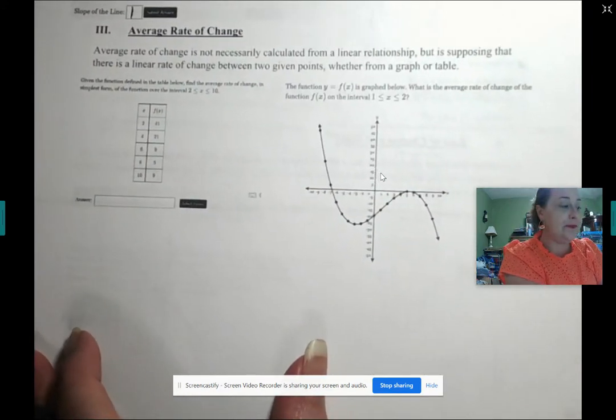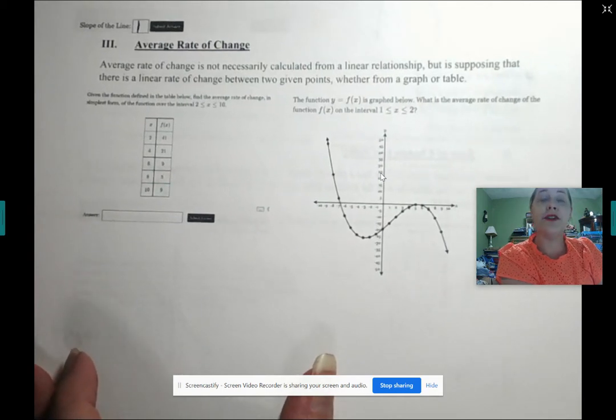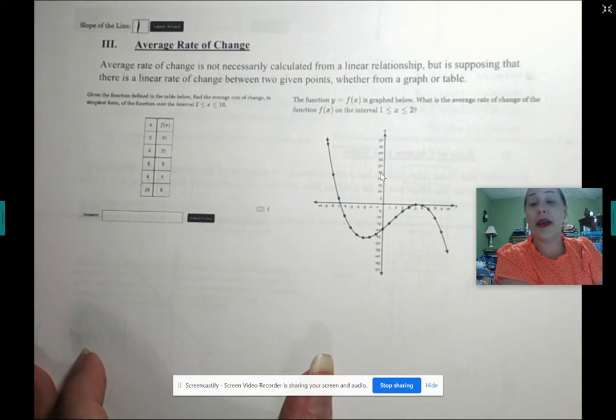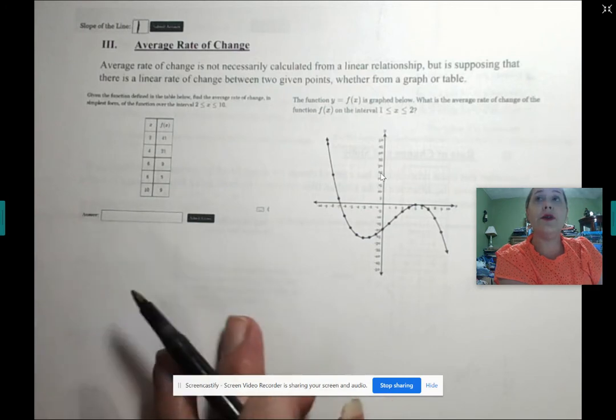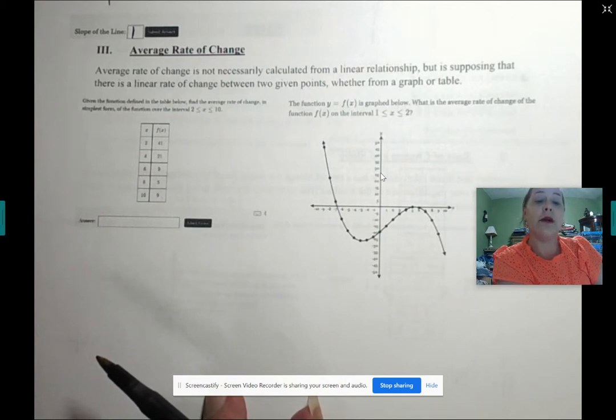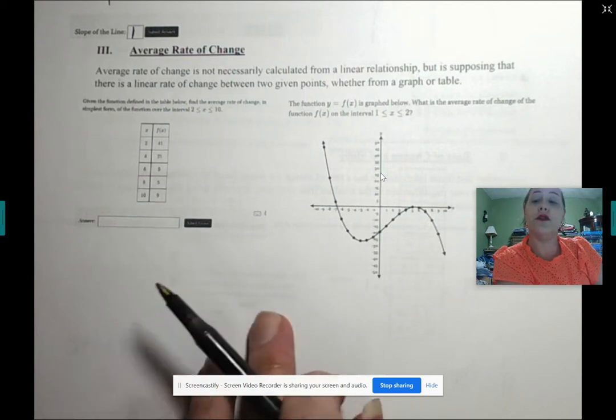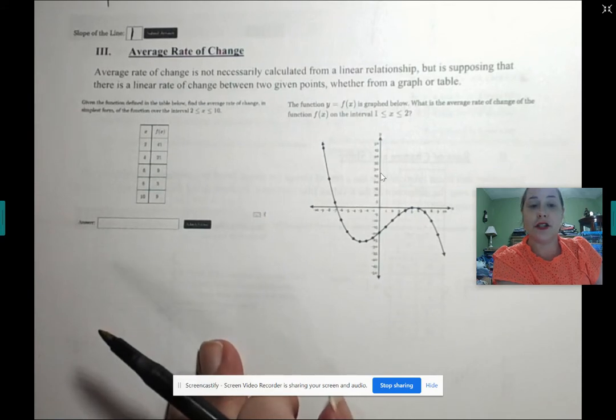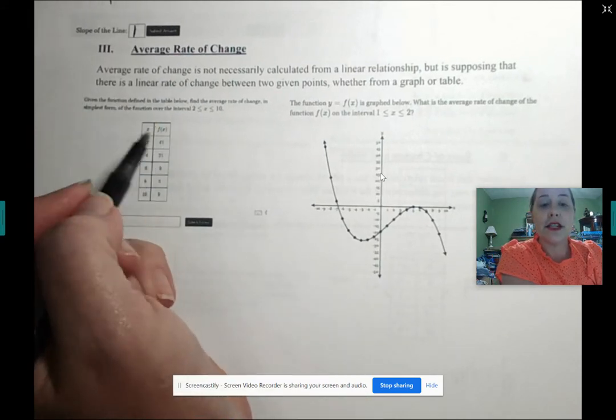Now, average rate of change. I include this because average rate of change means it's not the rate of change of the entire function. In fact, the function may not be linear from start to finish. But between any two given x values, we can find an average rate of change. And again, we're not saying it is of the entire function, but it represents the relationship between those two parts of the function.